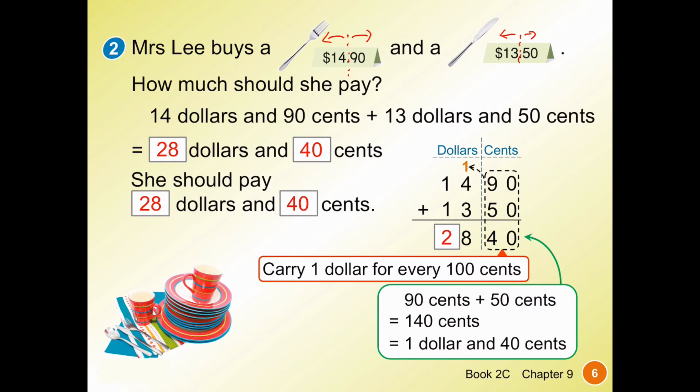So once again, remember we have the horizontal form, the expression, and then for the other part would be the column form. And then remember to write down your sentence at the end.